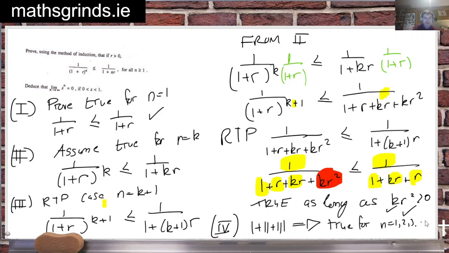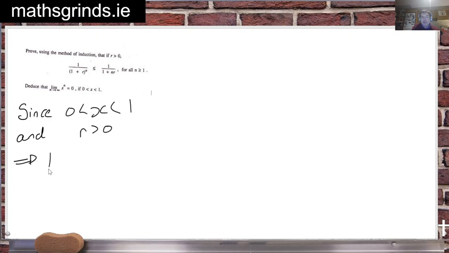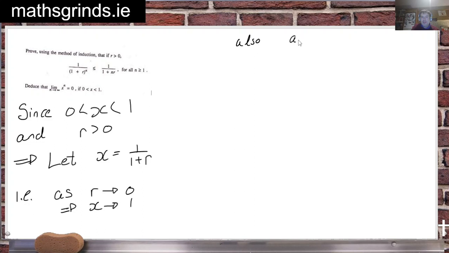Now for the second part, since x is between 0 and 1 and r is positive, that means it's possible to let x equal 1 over 1 plus r, i.e. as r approaches 0, that would mean x approaches 1, and also as r approaches infinity, that would mean x would approach 0.